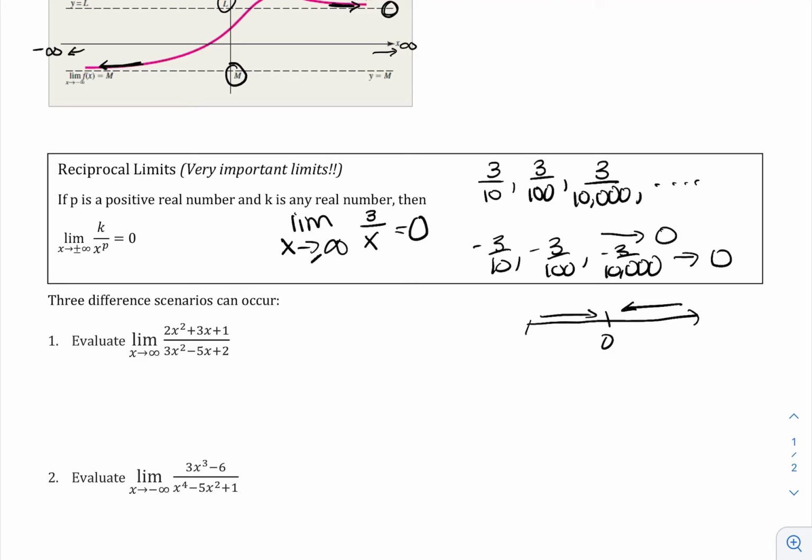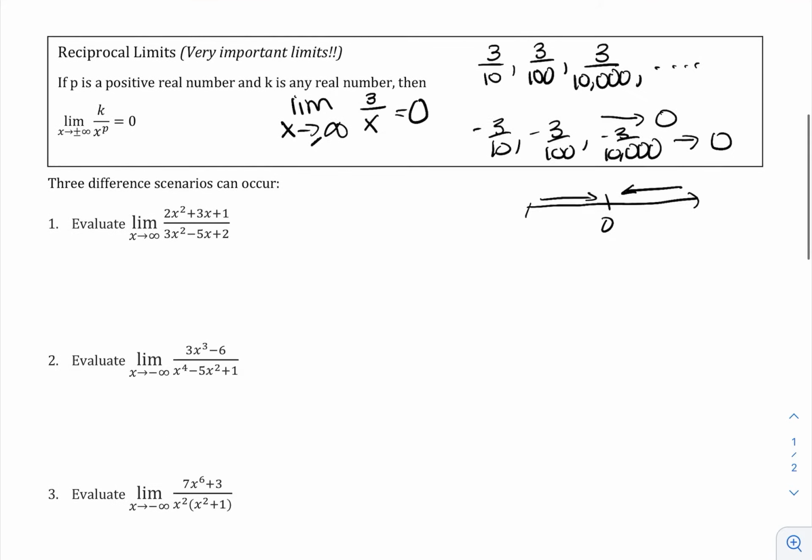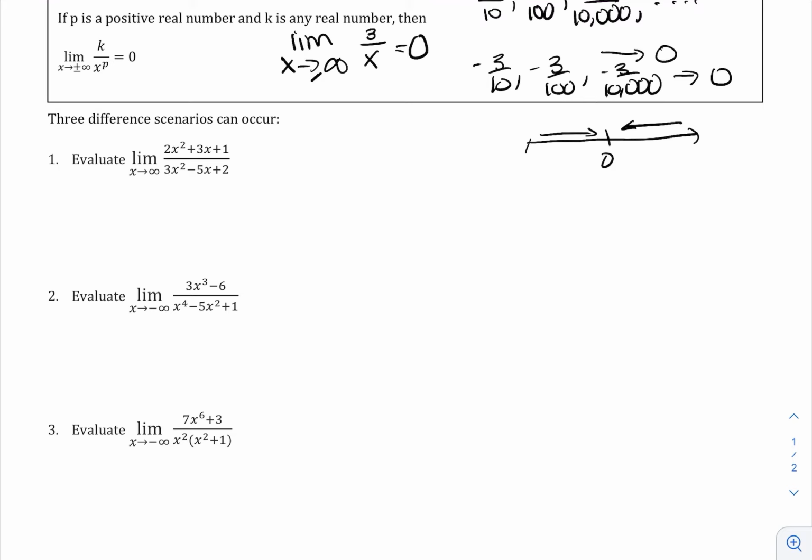So let's take a look. We're going to have three different scenarios that can happen, and each of these questions is going to go through one of the scenarios. So first of all, let's remember to take a look at our problem. It's the limit as x goes to positive or negative infinity, and it is a rational function. It's very important that you recognize that in number 1, in number 2, and in number 3, all of these are rational functions. They are a polynomial divided by another polynomial.